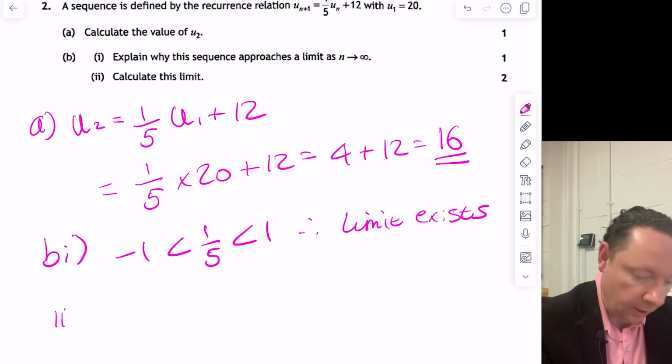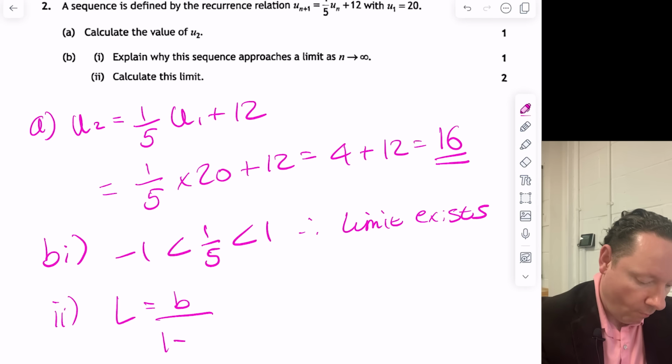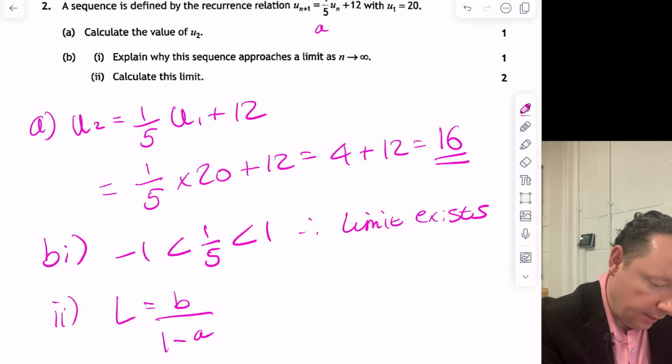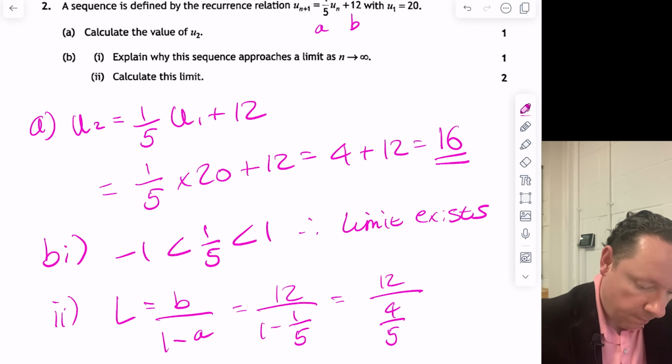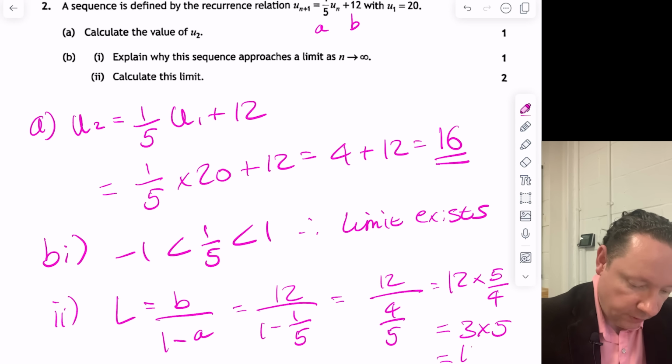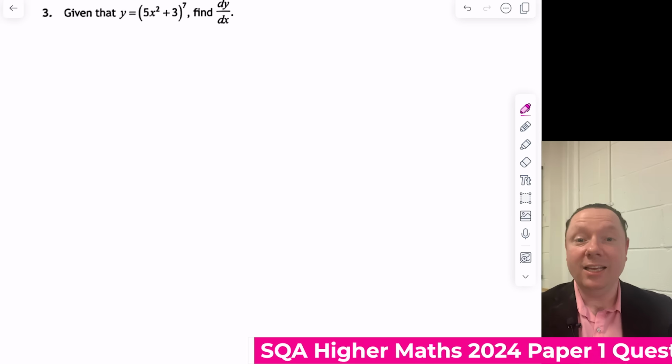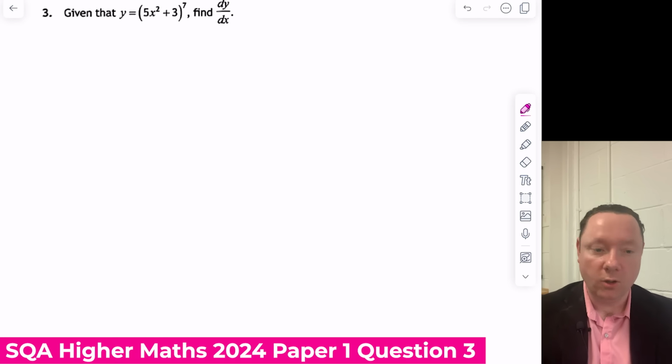Part 2, calculate this limit. Well, I use b over 1 minus a. So that is a and that is b. So that's 12 over 1 minus a fifth. That's 12 over 4 fifths. That's 12 times the reciprocal, 5 quarters. 12 divided by 4 is 3 times 5 equals 15. And we're done there.